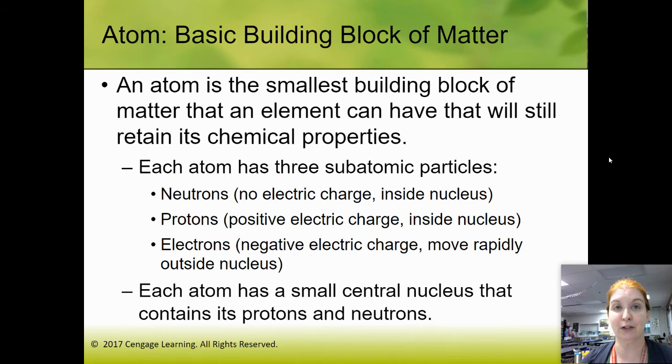Okay, ready for some bad jokes? Proton walks into a bar and he says, oh my goodness, I have had the worst day ever. And the bartender's like, oh my goodness, what happened? And the proton says, I lost an electron today. And the bartender's like, you lost an electron? Are you sure? And the proton said, yes, I'm positive.